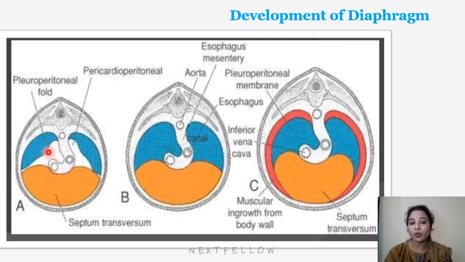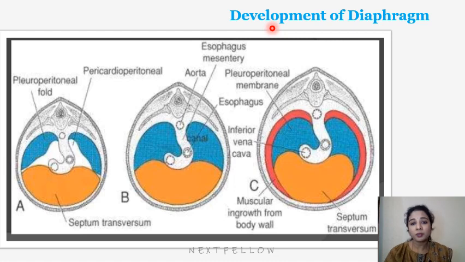Other sources which form the diaphragm are the pleuro-peritoneal membranes, the pericardio-peritoneal membranes and the dorsal mesentery. The pleuro-peritoneal and pericardio-peritoneal membranes will shift upper. So this is the pleuro-peritoneal membrane and the dorsal mesentery. Dorsal mesentery of what? Of the esophagus. So the muscular growth of the lateral body walls on each side, this red one, formed from the lateral body walls, joins with the septum transversum to form a complete diaphragm.